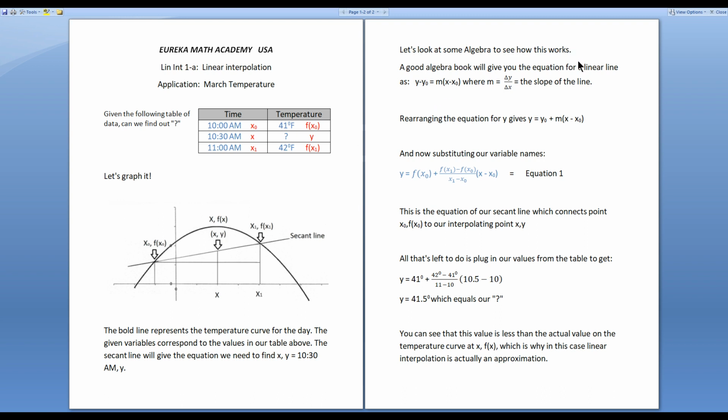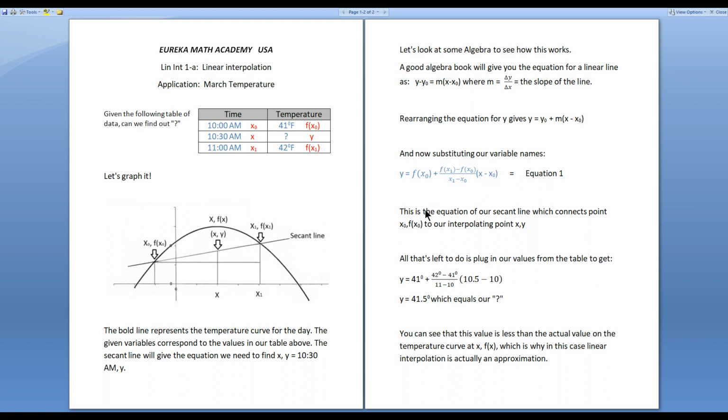A good algebra book will give you the equation for your linear line as y minus y naught equals m times the quantity of x minus x naught, where m equals delta y over delta x, the slope of the line. Rearranging this equation for y gives y equals y naught plus m times the quantity x minus x naught. And now substituting our variable names in our table, we come up with this equation, which looks kind of unwieldy, but really once we put our values in, it'll make total sense. We call this equation 1.